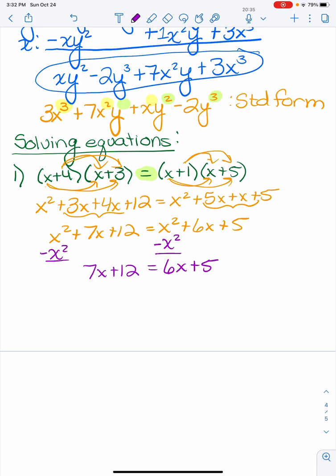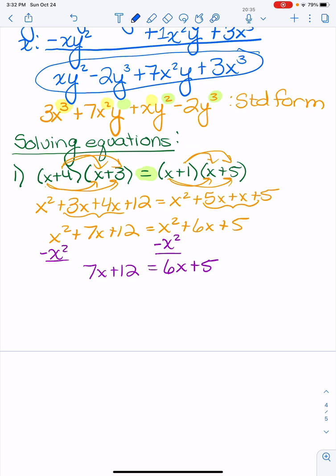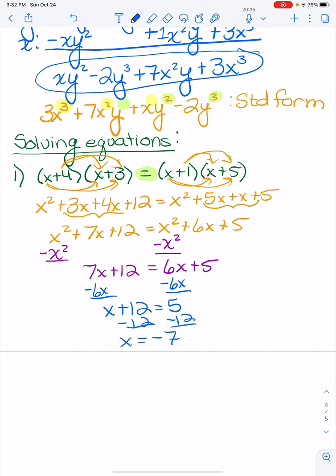Okay. All right. So now we're back to something familiar. I've got x's on both sides. I want to get x's on one side and numbers on the other. So 7x minus 6x is x, plus 12 equals 5. And I'm going to subtract 12. X equals negative 7. So there you have it.